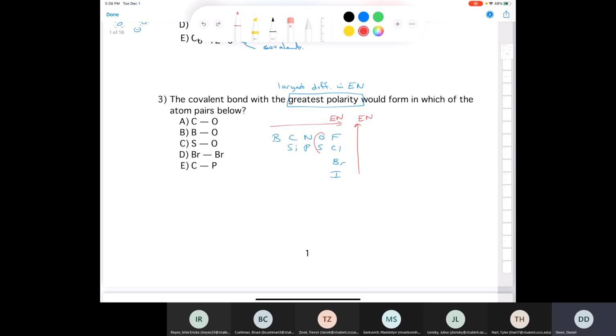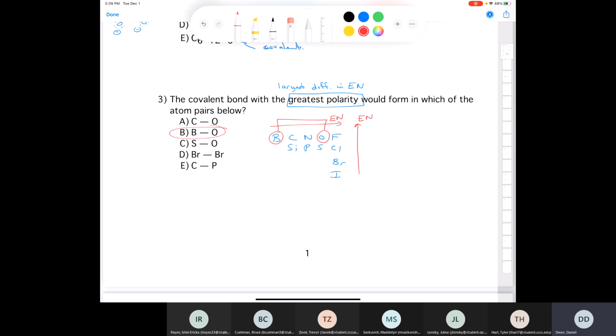If I look at sulfur and oxygen, well, they're in the same group or family. So they're not going to have a very big difference in electronegativity. If I look at bromine and bromine, well, there's going to be no difference in electronegativity there. So that's definitely not polar. That's completely nonpolar. And then if I look at carbon and phosphorus, you can see that the difference in electronegativity between those is not going to be as great as boron and oxygen. So that's going to be the most polar bond out of all of these.